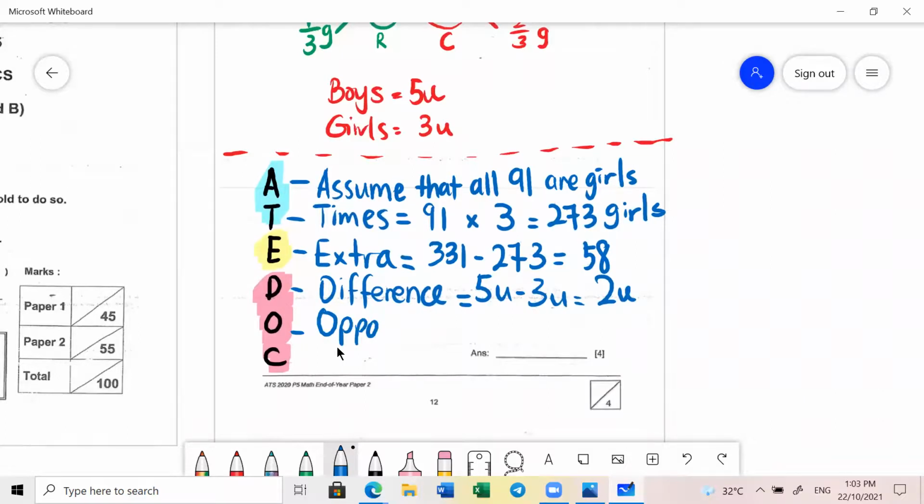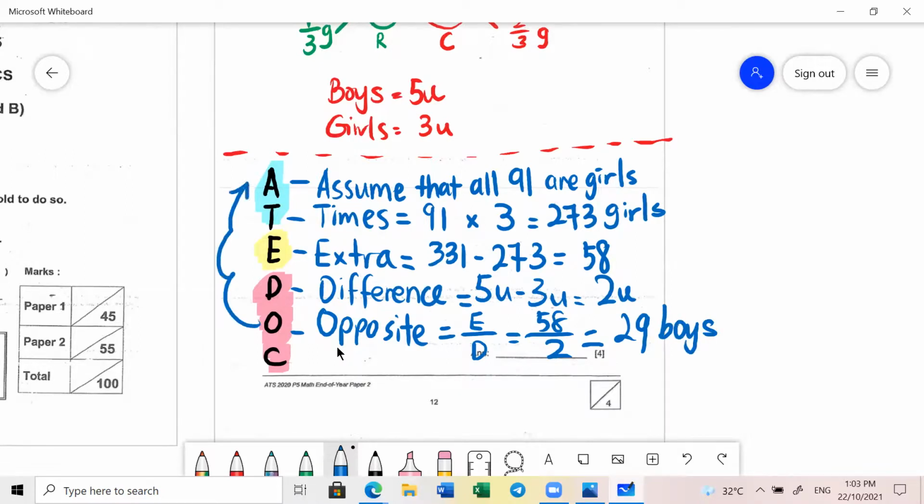The opposite is basically, just remember this formula, E over D. So you do 58 over 2, and for that you will get 29. 29 what? Opposite will be 29 boys, the opposite of what you have assumed. It's always the opposite of what you have assumed. So 29 boys. And then after that, you want to do check.